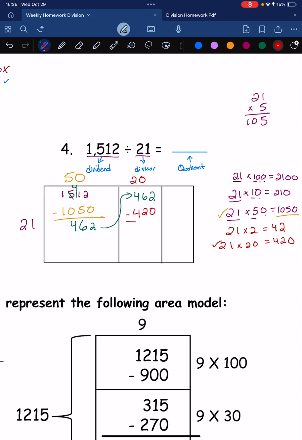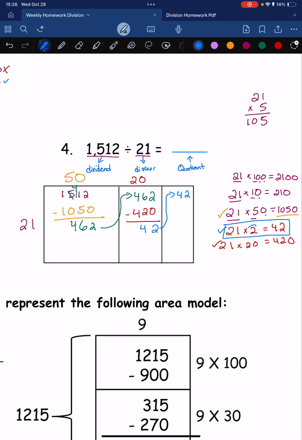And so now I just subtract. And 2 minus 0 is 2. 6 minus 2 is 4, which is 42. And now I'll take my 42 and I put that here. And look at that. Look at this. So I have 42. Can I divide 42 by 21? Easily I can, because I actually have that answer right here.